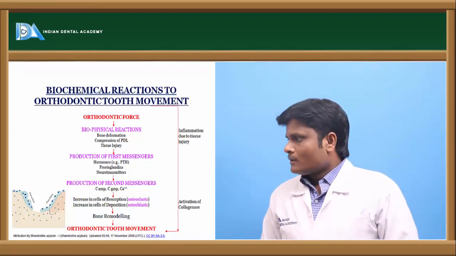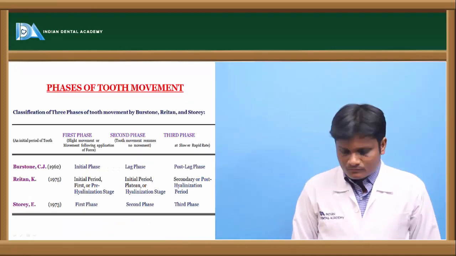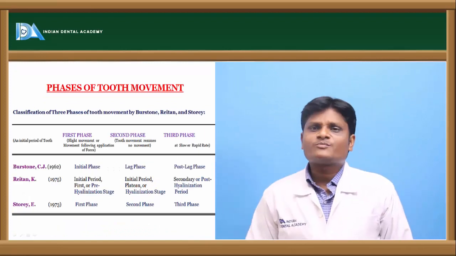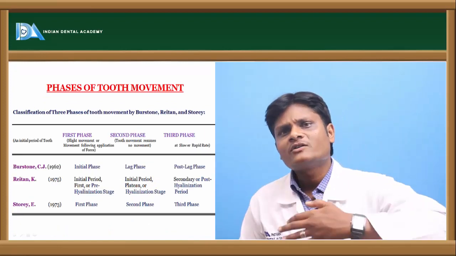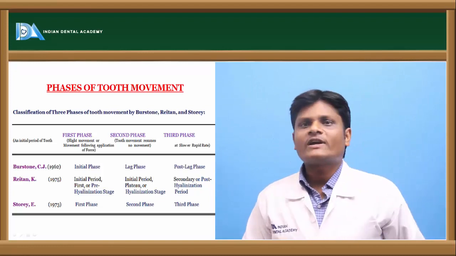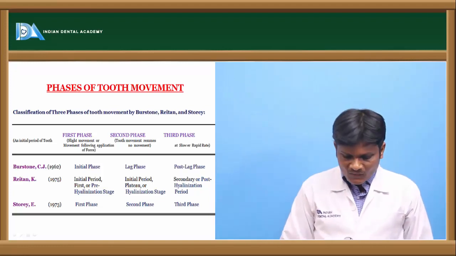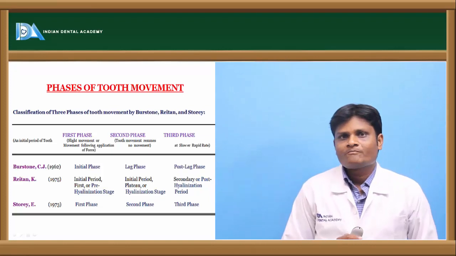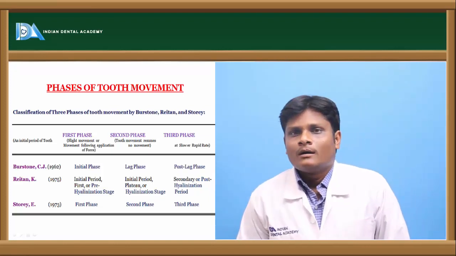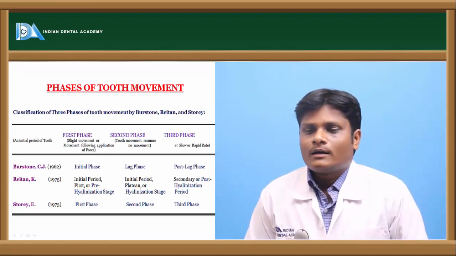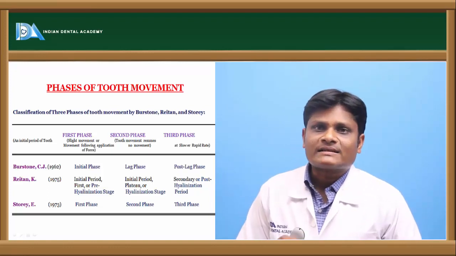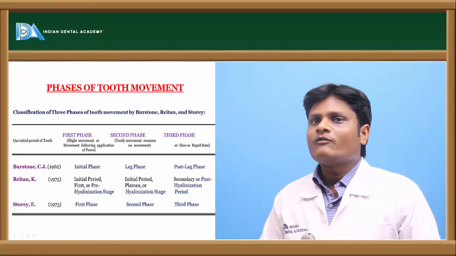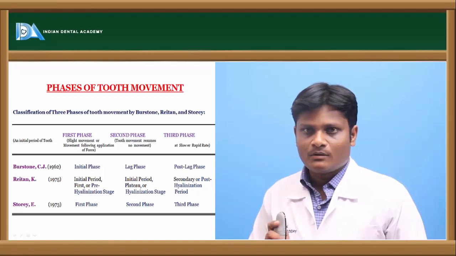Okay. Now, in response to orthodontic tooth movement, does the tooth move continuously? Definitely not. Why? Because the optimum orthodontic force is around 20 to 26 grams per square centimeter of root surface area.